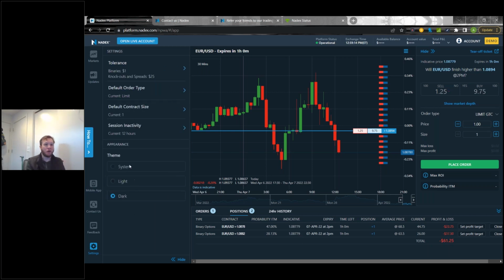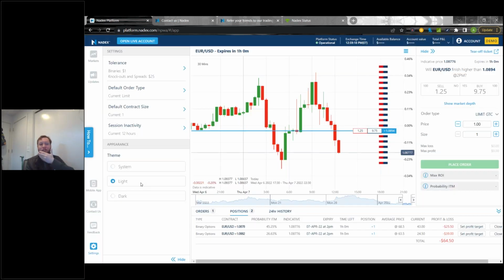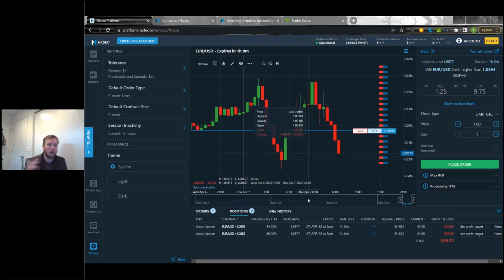And then we have our theme. I'm going to have to blind my eyes here. We have our light theme, so bright. We have our system, which will just copy whatever your browser is set to. If you have your browser set on a dark theme, it will copy that. And then you have your dark theme, which I personally use for basically everything.